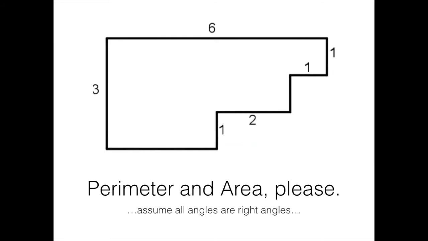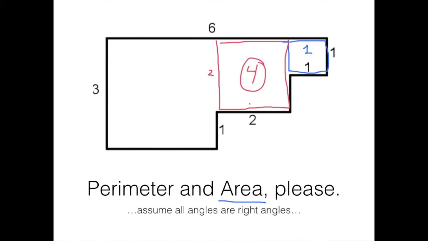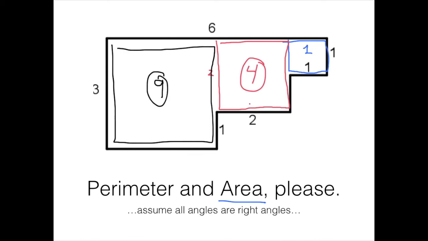To find the area, we'll break this figure up into rectangles and squares. First, we see we've got a 1 by 1 square, so the area there is equal to 1, because 1 times 1, of course, is 1. Next, we've got this other square, and I know that it is a 2 by 2, and 2 times 2, of course, is 4 square units. And then lastly, we've got this 3 by 3, and of course 3 times 3 is equal to 9. So that gives us an area of 14 square units.